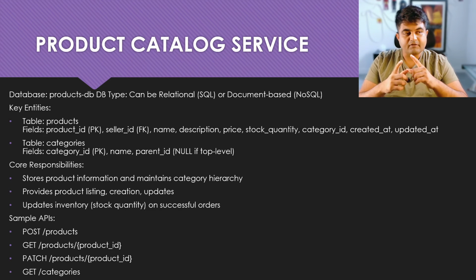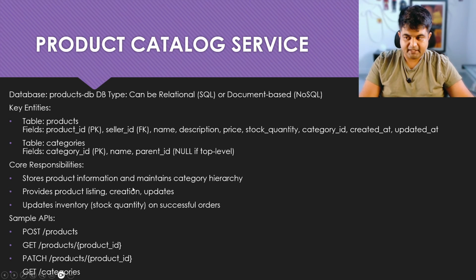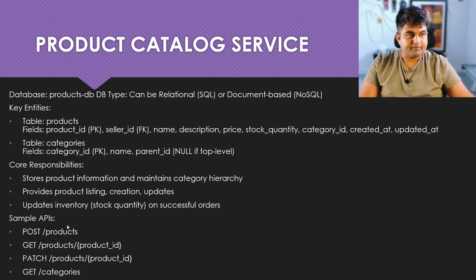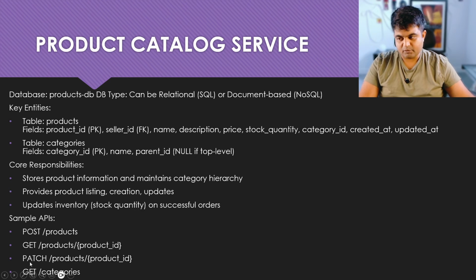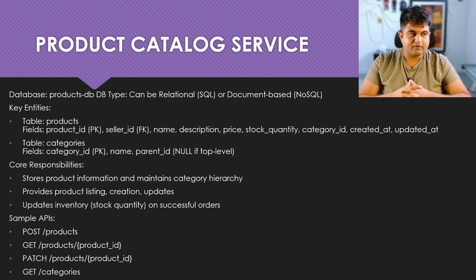So remember that when we were doing the high level design, we mentioned how the inventory would get updated whenever a user order gets created and things like that. In terms of sample APIs for this service, we will have our core products API, where you should be able to create products, get product details, patch anything with the products, and also get categories based on different categories that you can provide. So things like that, pretty standard.